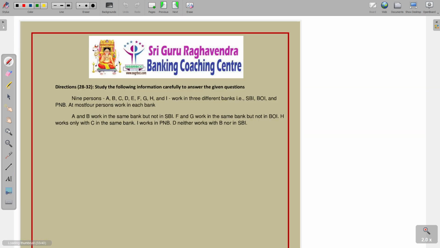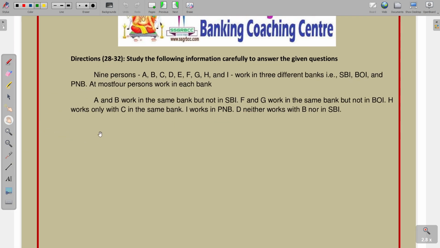Next, question number 28. Questions 28 to 32. See what is given here. 9 persons A, B, C, D, E, F, G, H and I work in 3 different banks, SBI, BOI and PNB. At most 4 persons are working in each bank. So 3 banks are there, that is SBI, Bank of India and Punjab National Bank.